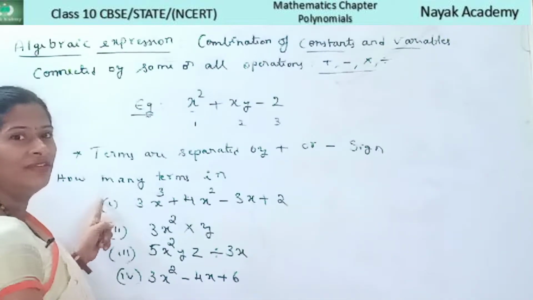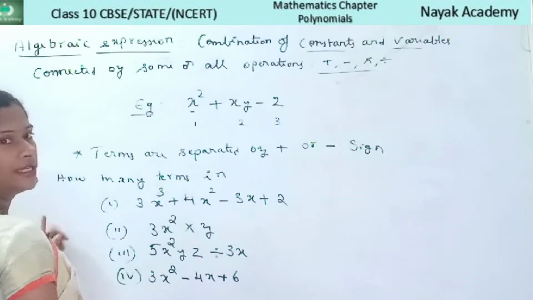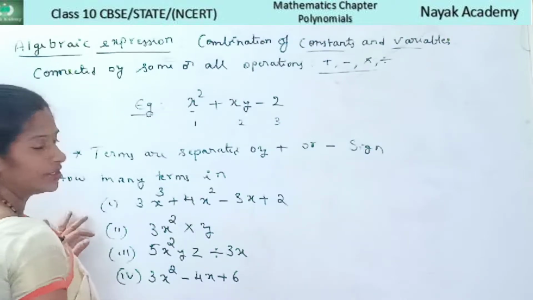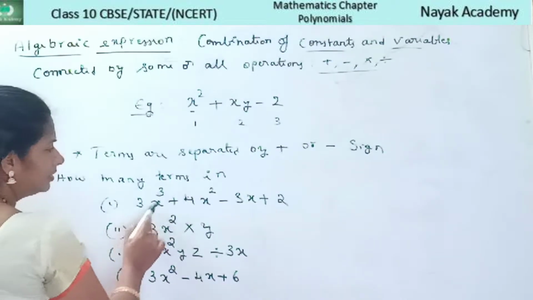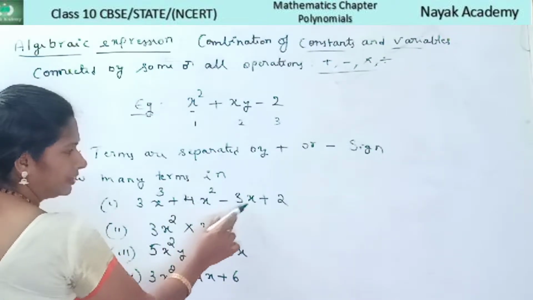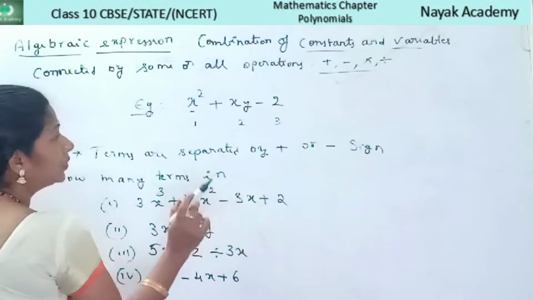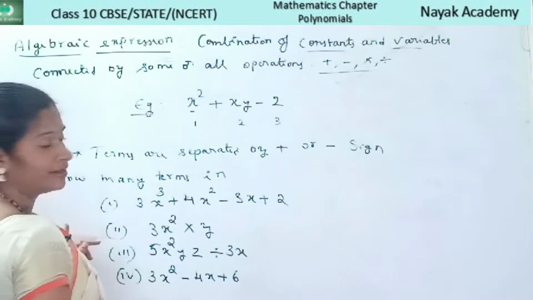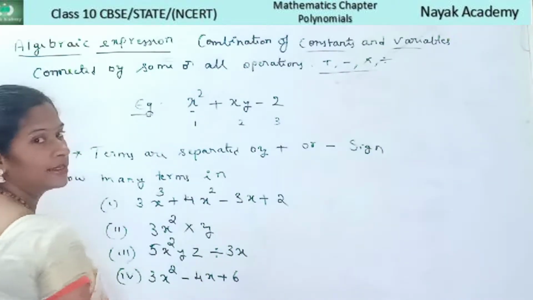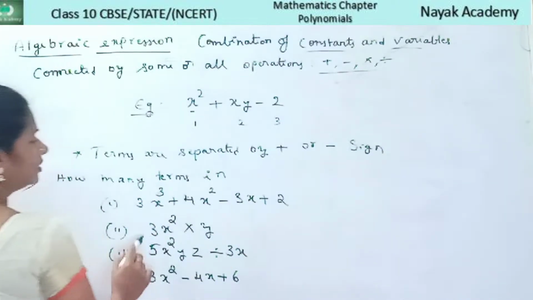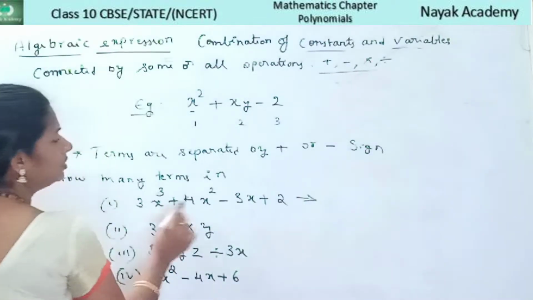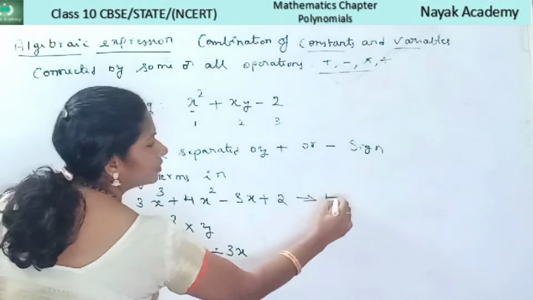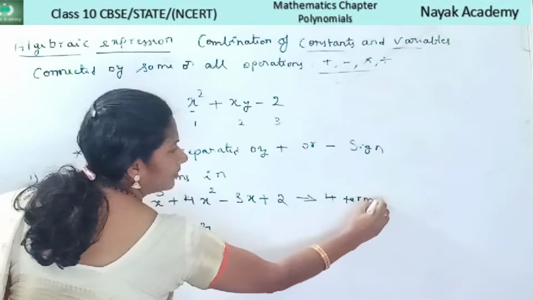Now I have written one question: how many terms are in this algebraic expression? See the first example, 3x cube plus 4x square minus 3x plus 2. You know that terms are separated by plus or minus sign only, children. Now in this algebraic expression, how many terms are there, children? 1, 2, 3, 4. So 4 terms are there.